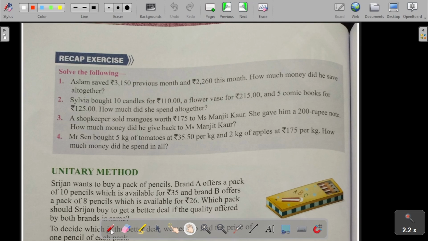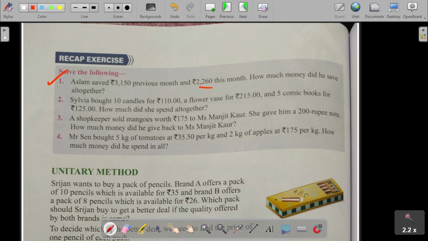We recap our solving skills and solve questions number one, two, three, four. Okay. So, in the first question, it is given that Aslam saved 3,150 the previous month and 2,260 this month. So how much money did he save altogether? So in the question it is given that Aslam saved 3,150 the previous month and this month 2,260. So what is the total amount he saved?